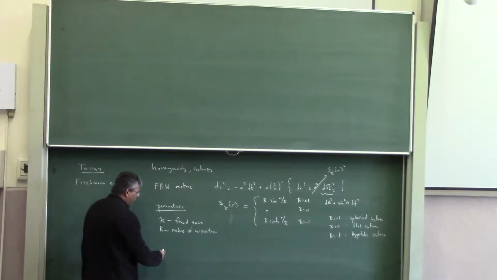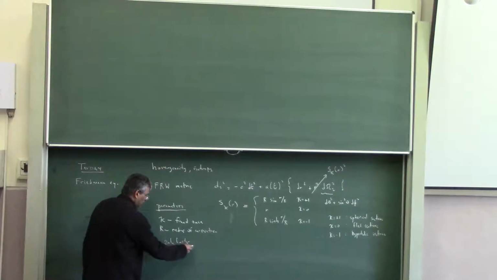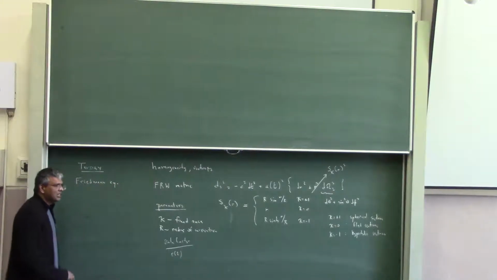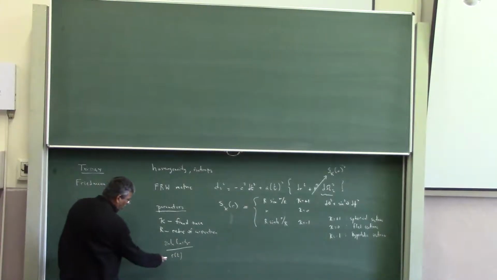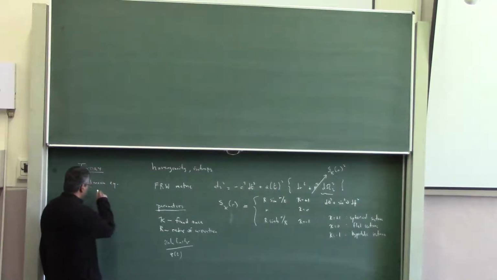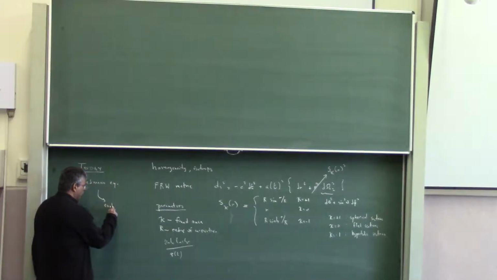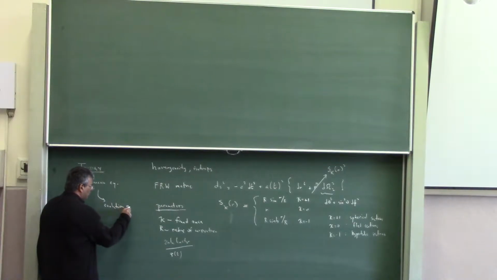In addition to these parameters, we have a function, the scale factor, a of t. Figuring out a of t tells us about the dynamics of the expansion of the universe. So the goal of this lecture is to figure out an evolution equation for the scale factor.